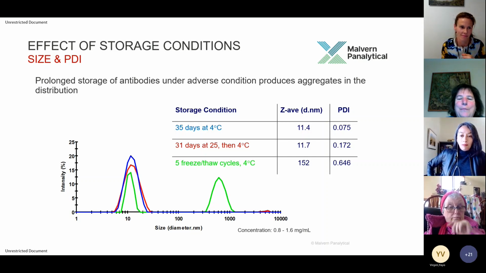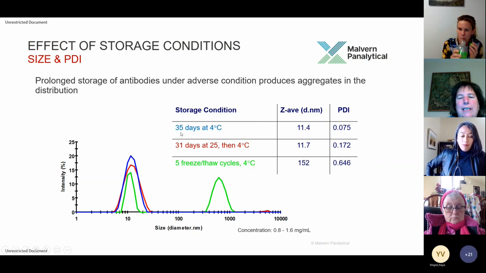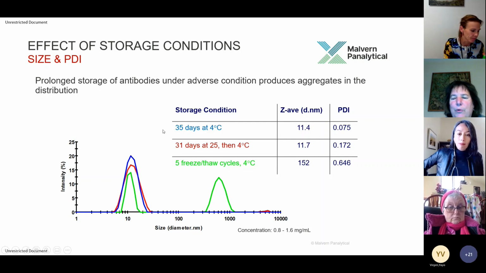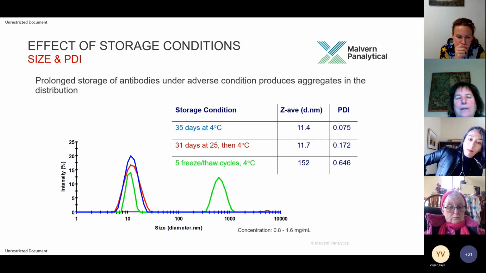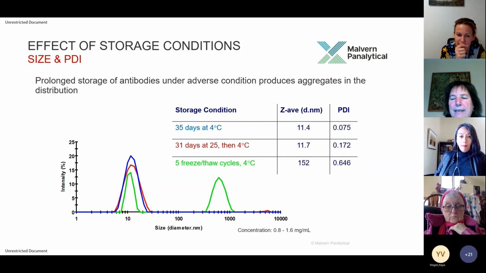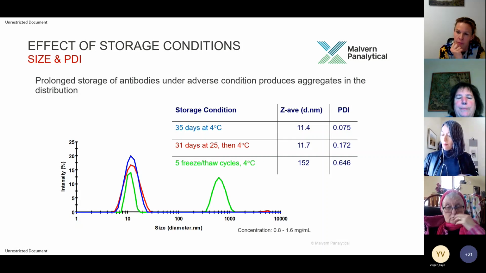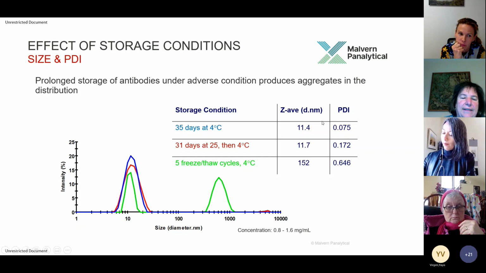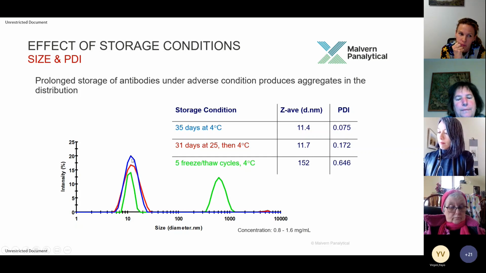So here's an example where we took really good care of these antibodies for 35 days. We stored them at 4 degrees C. We thawed them out and we made a measurement, and we got this distribution in blue with a Z average of 11.4 nanometers and a PDI of 0.075, so below 0.08. My Z average result is the best result I can report in this case. And again, I have a nice monomodal distribution.